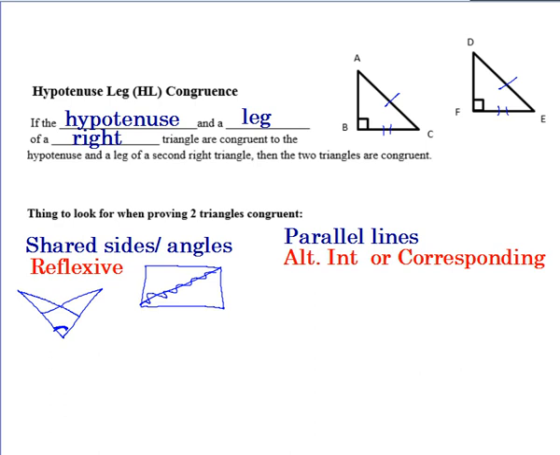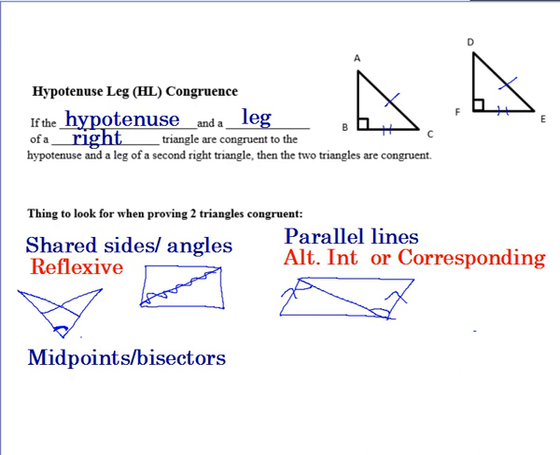Something else you want to look for are parallel lines. Anytime you have a problem with parallel lines, your mind should immediately switch over to alternate interiors or corresponding angles. We looked at a few proofs with that in it last class. So if I had something like this, and I drew this, I could say that this and this are alternate interior angles, and that they're congruent. So just keep those things in mind. When you see parallel lines, you really shouldn't be looking for a side congruency, you'd be looking for an angle congruency.